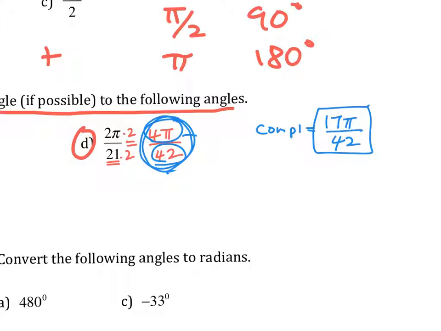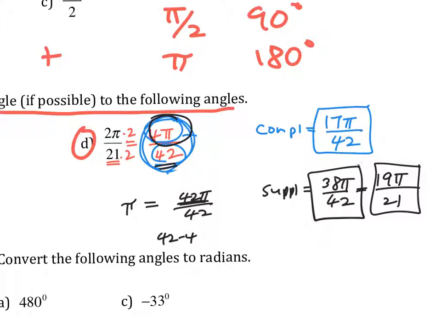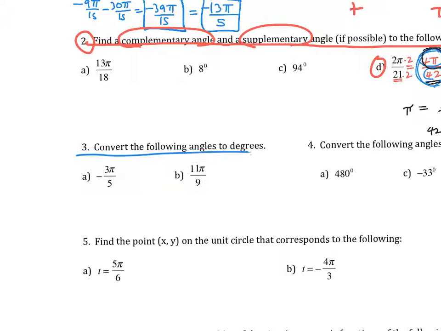Now to find the supplementary angle, I want to figure out how much I need to add to get to pi, right? But pi is going to be 42 pi over 42, right? Notice that these are equivalent. So I have 4 pi over 42 right now. How many more slices do I need to get to 42 pi over 42? Well, 42 minus 4 gives me 38. So the supplement is going to be 38 pi over 42. Or if you want to reduce that down, that would be 19 pi over 21. Either is acceptable.